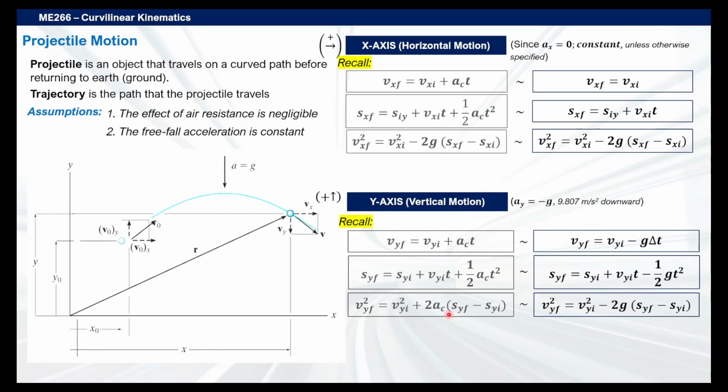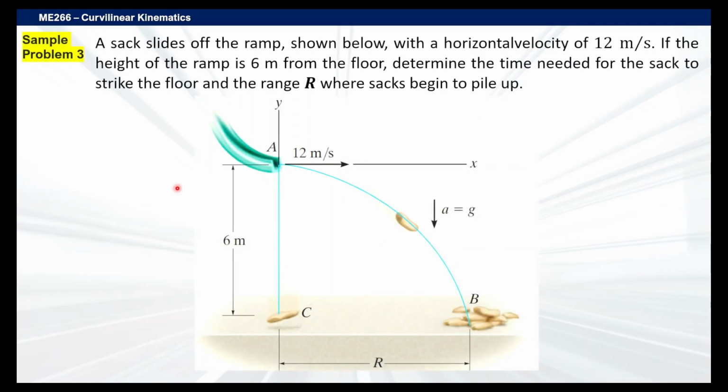So, to further understand this, let's try to solve more problems dito. So, halimbawa, we have a sack sliding off the ramp, as shown below, with a horizontal velocity of 12 meters per second. Okay, so horizontal, so tama siya. If the height of the ramp is 6 meters from the floor, we can refer to yung origin natin. So ito yung x, y, so meaning yung total displacement natin from A to C here would be negative 6 kasi pababa siya below the origin line. And nasa fourth quadrant tayo.